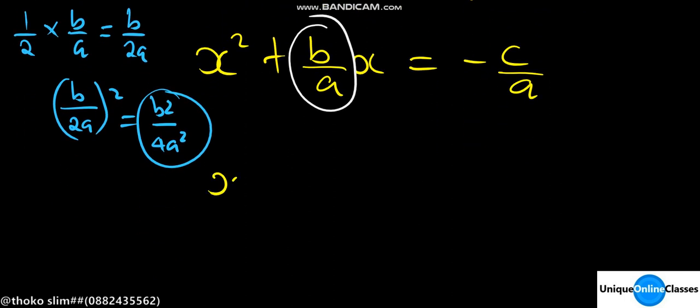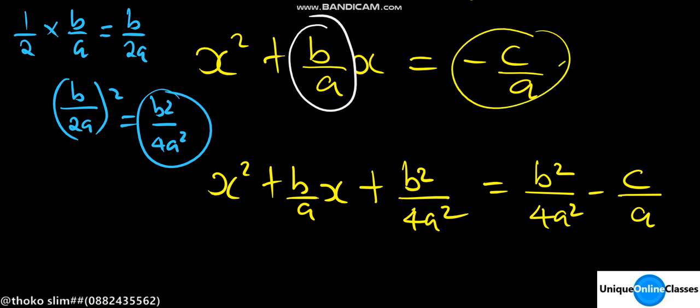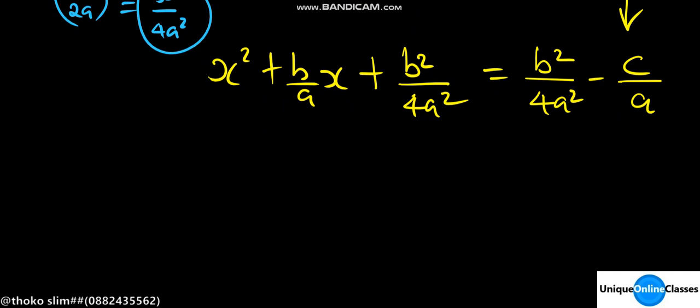Here we have x square plus b over a x, then plus b square over 4a square is equal to this one as well. Take b square over 4a square minus c over a. So next thing we need to do, we're going to factorize this one, the left hand side.